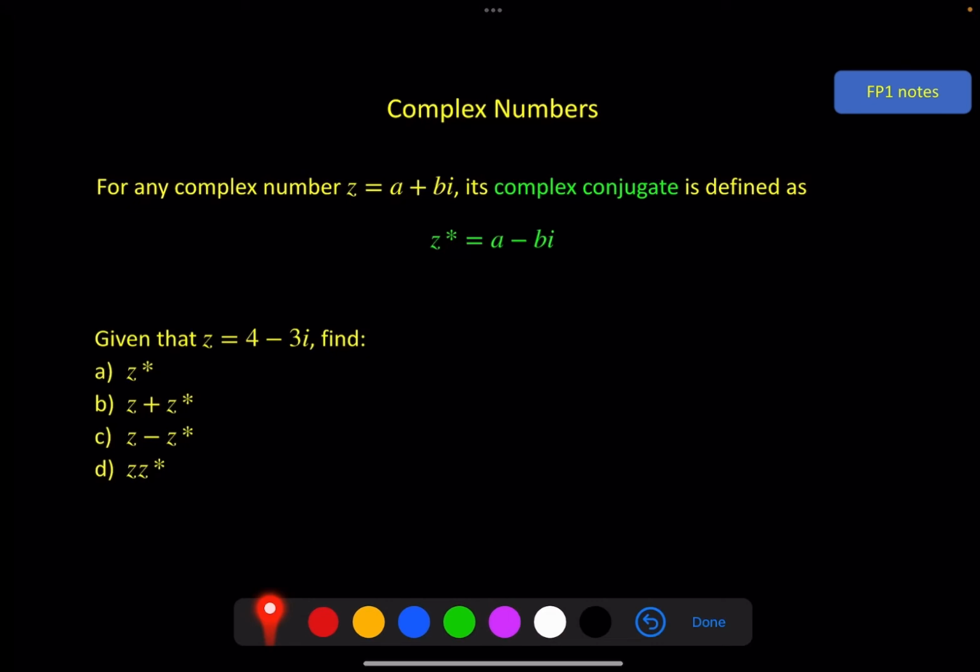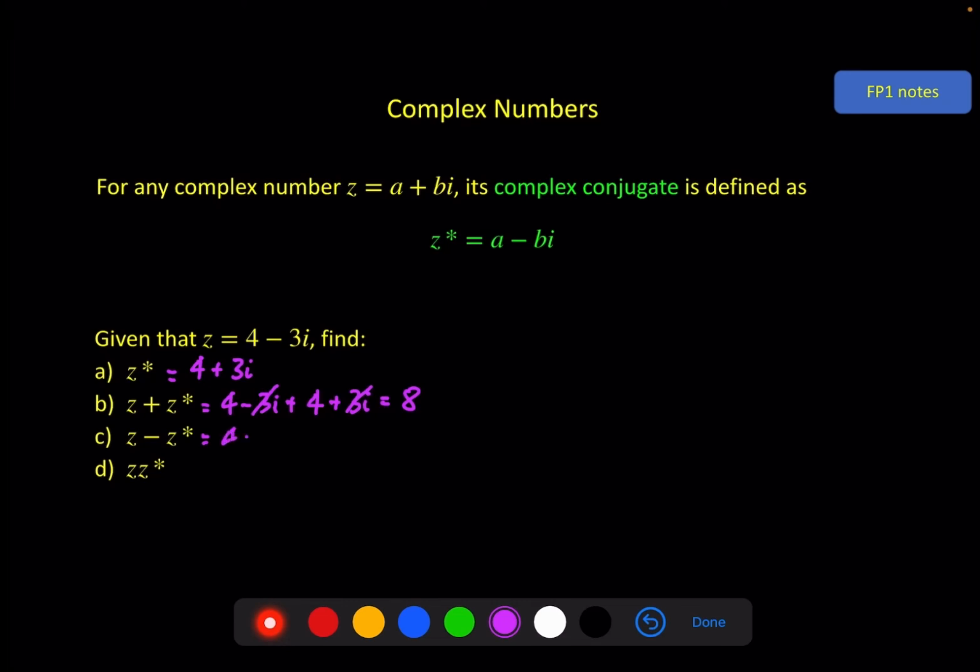So a few very quick examples here. Given that z is equal to 4 minus 3i, write down z star. Now that's very easy. It is as simple as 4 plus 3i. z plus z star, so we've got 4 minus 3i plus z star, which we just found out is 4 plus 3i. Of course, the minus 3i and the plus 3i cancel, and that gives us 8. And it's quite useful sometimes to be able to get a real number out of a complex addition.